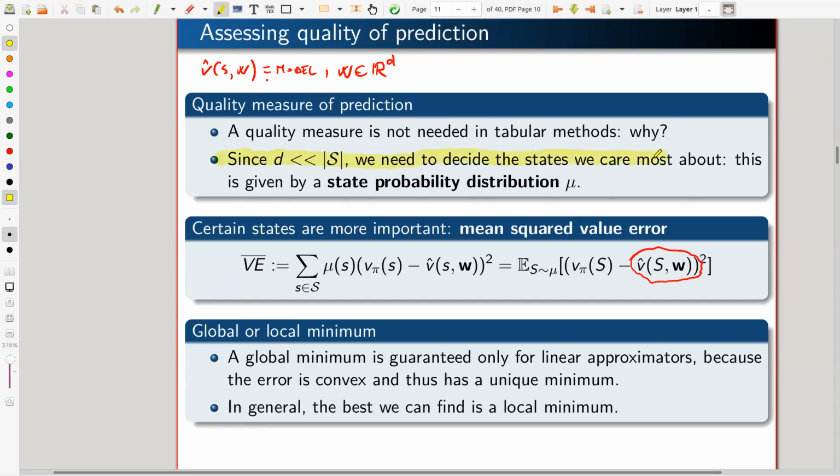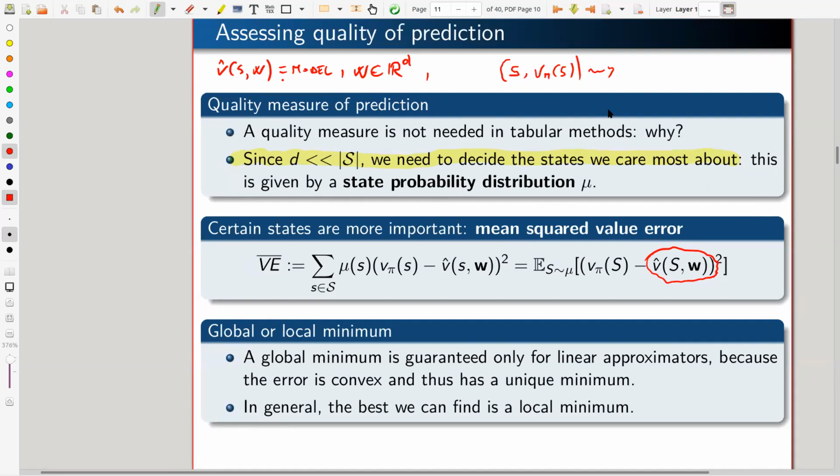This is just to arrive to this sentence, that we need to decide which are the states we care most. What do I mean with this? Maybe you can think that in classical regression, what would be the loss function to minimize? Assume that your training set is given by the states, and the label is the true value of this state. Let's forget the approximation now. If you want to train an approximator on this training set, which kind of loss function would you use, in classical regression, I mean?